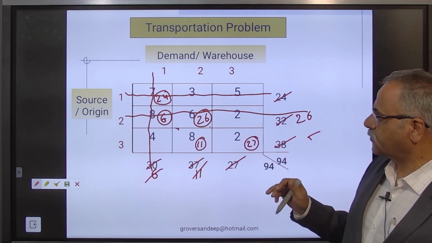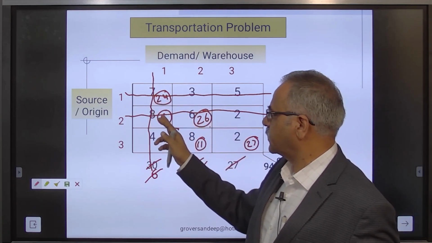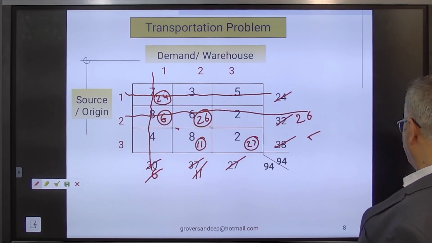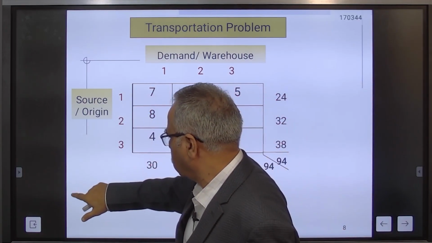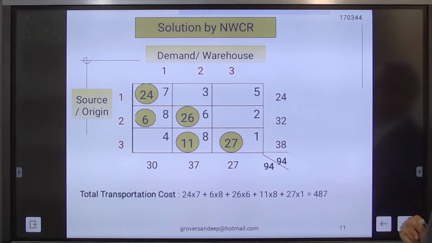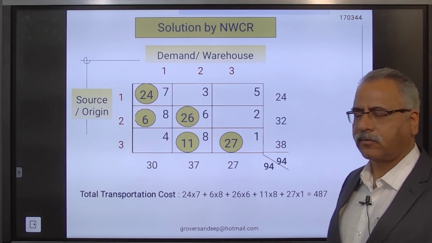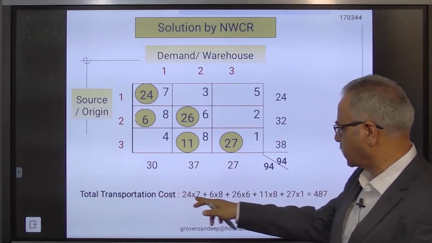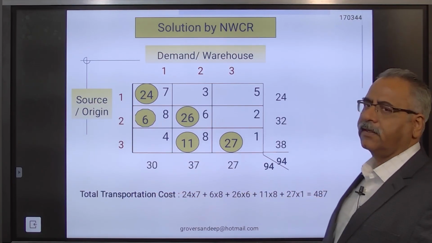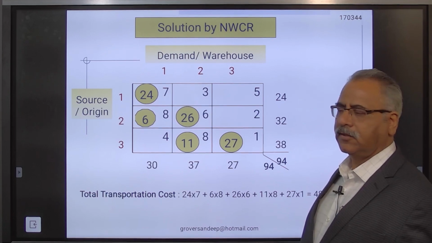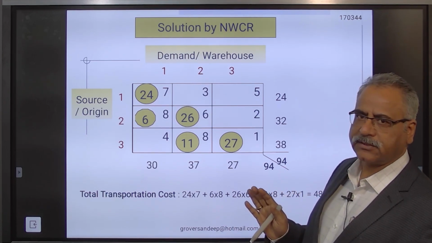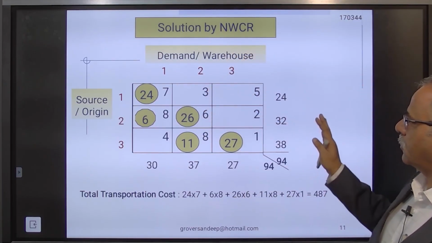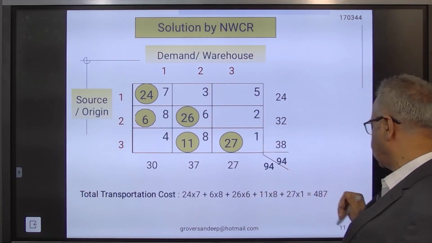So, what is the total transportation cost? 24 into 7 plus 6 into 8, and likewise. I have tried to show you this solution like this also. So, this is the solution that we have just solved. This is the same matrix which we have solved, and the total transportation cost is 487. Now, you have no idea whether this 487 is optimal or not. You are just working on the initial basic feasible solution. So, one of the methods, the northwest corner rule, has given me a solution of 487.